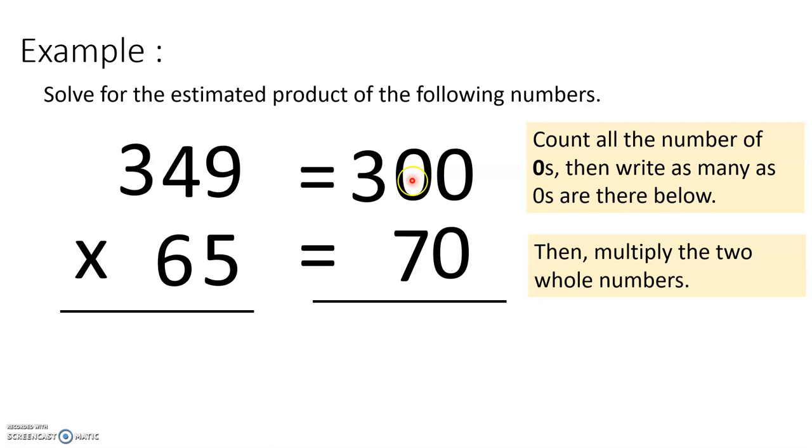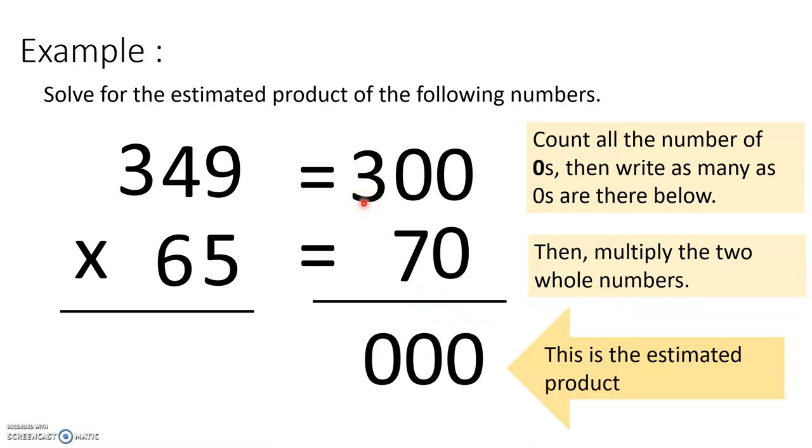So, kagaya niyan, meron tayong 1, 2, 3 zeros. So, maglalagay tayo ng tatlong zeros sa baba. And then, sabi dyan, multiply the two whole numbers, which is 7 and 3. So, 7 times 3 equals 21. So, this is now the estimated product of 349 and 65. The answer is 21,000.